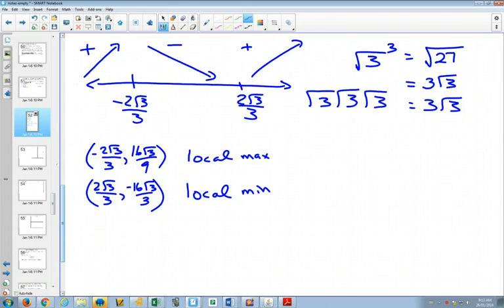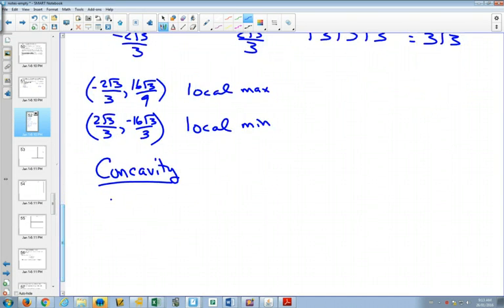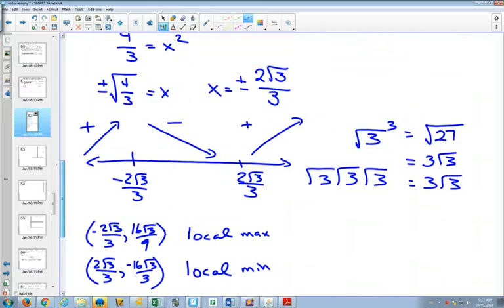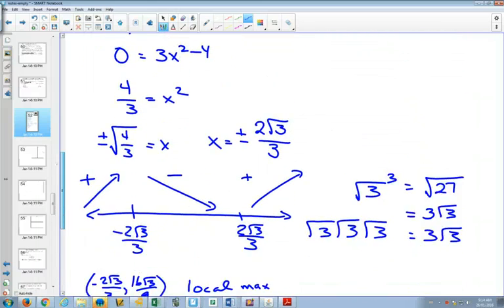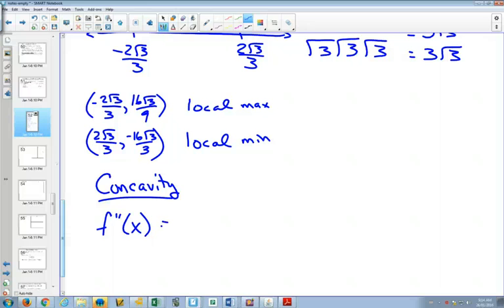The next thing I'm going to look at is concavity. So my second derivative, my first derivative was 3x squared minus 4. My second derivative will just be 6x. It's equal to 0 when x is equal to 0.